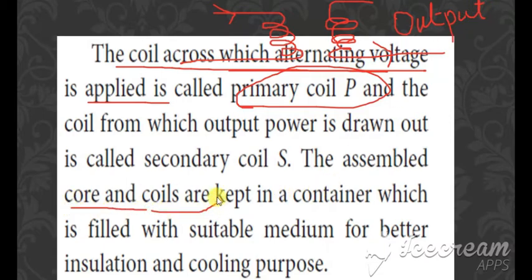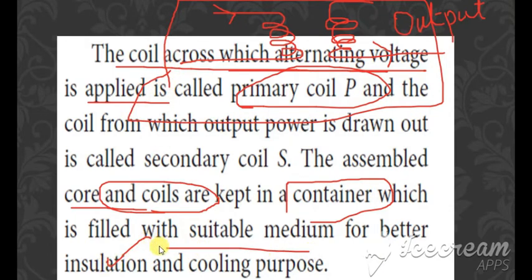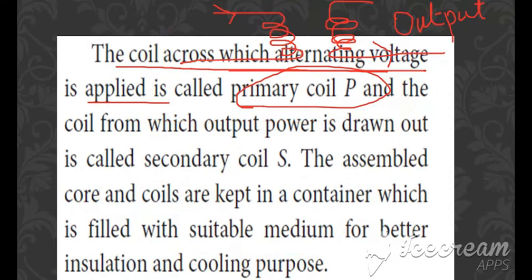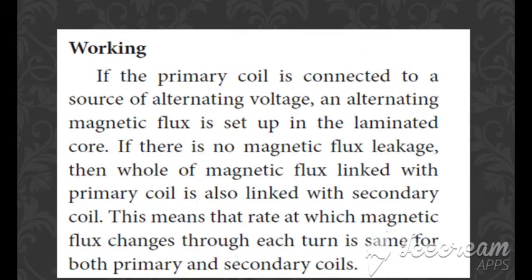Then the assembled cores and the coils are kept in a container. So we put the core and all the coils together inside a container, so that it has better insulation and cooling purpose. Proper insulation is there inside. Clear with this? In the primary we apply the voltage, then from the secondary we get the output. Clear? Then we have the working now.